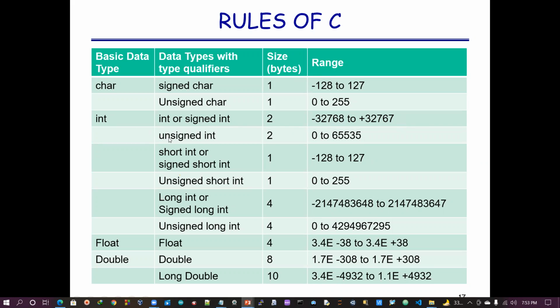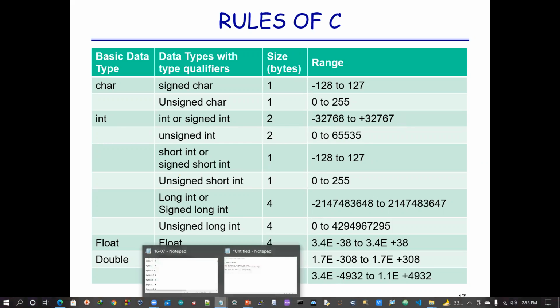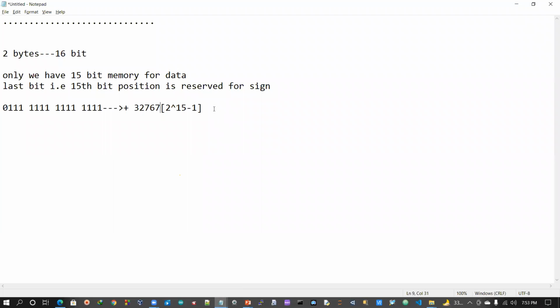Now taking the second one, unsigned int, the size is the same, but only the range is changed. Why 65,535? Can you convince me? Here again I'm trying to convince you. In case of the positive data, all will be ones. In the unsigned int case, suppose I am taking 1 1 1 1 and 1 1 1 1 and 1 1 1 1 and 1 1 1 1.